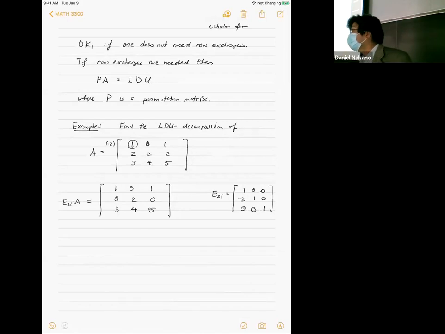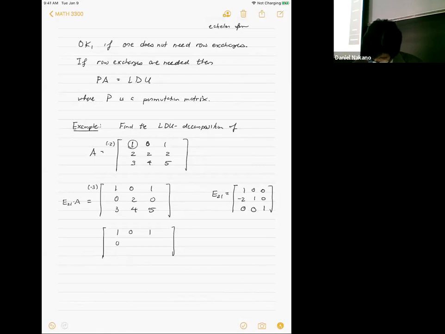Why is it E21? Oh, because the multiplier is in the 2, 1 position. Okay. It has zeros everywhere outside the diagonal, has 1s down the diagonal, has zeros everywhere except in the position that you specify with the subscripts. Okay, so now we're going to take this matrix here, and we're going to multiply the first row by minus 3, and add it to the third row, and then put the result in the third row.